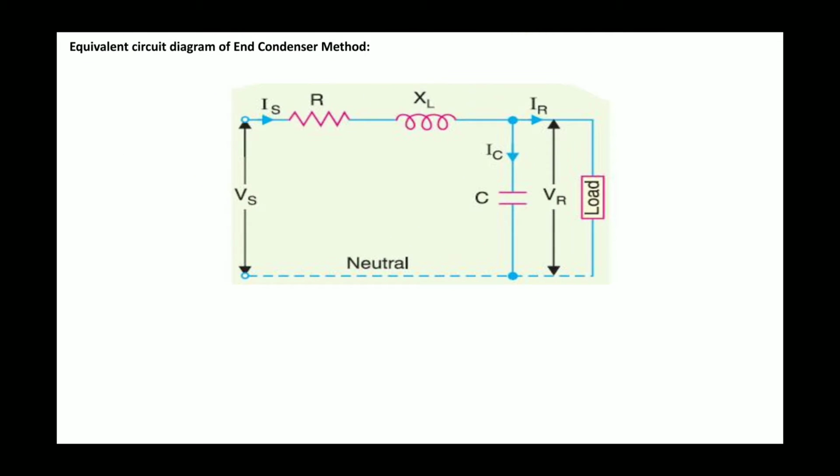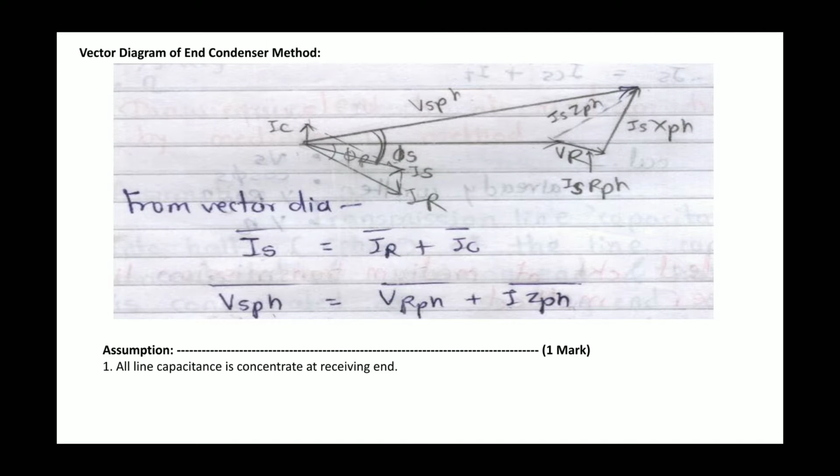The next is the vector diagram of the end condenser method. This diagram is the same as the nominal one. We have already discussed this diagram in the nominal T network and nominal pi network. In this diagram, we always consider the reference as a voltage, the receiving end voltage.